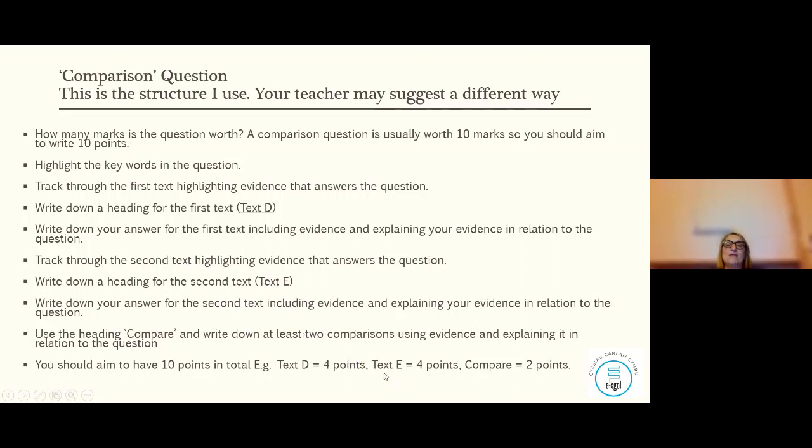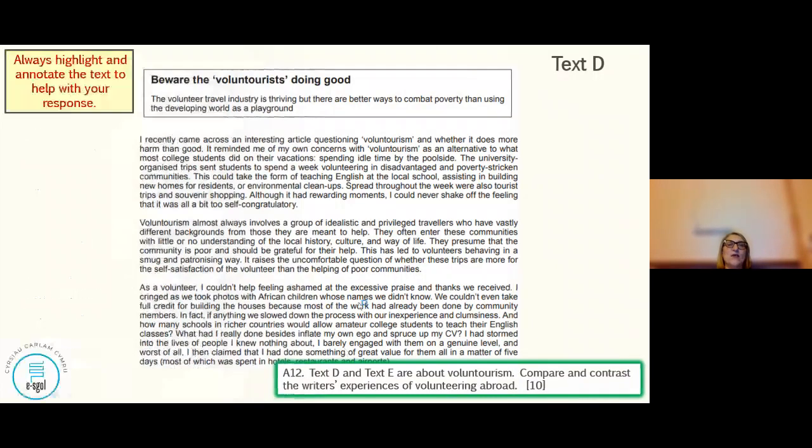What the examiner doesn't want to see is you having just 1 point from text D, 6 points from text E, and then 3 compare. You need to have an even number across the board, because if you only have 1 point for text E, it shows that you haven't really understood that text. Okay, so we first of all highlight and annotate text D.